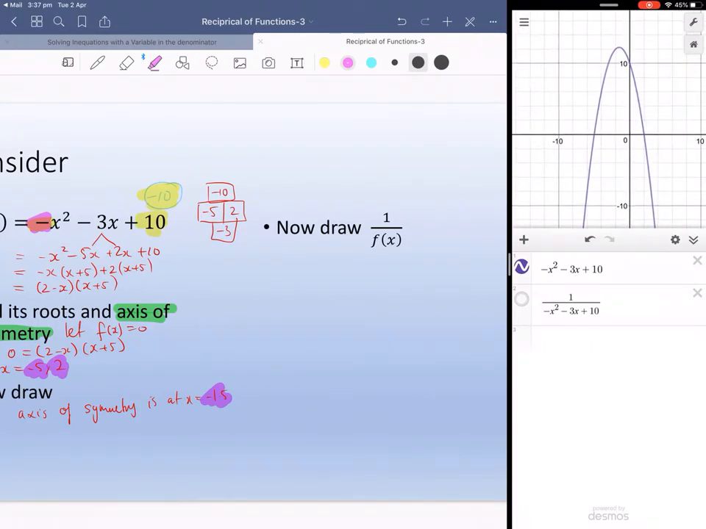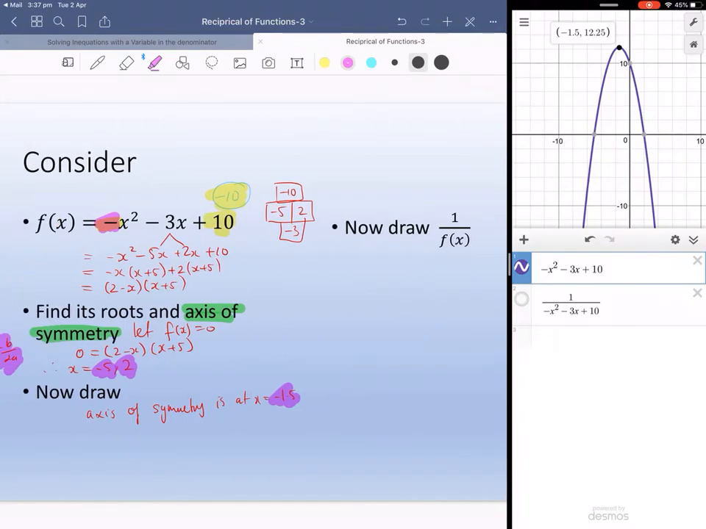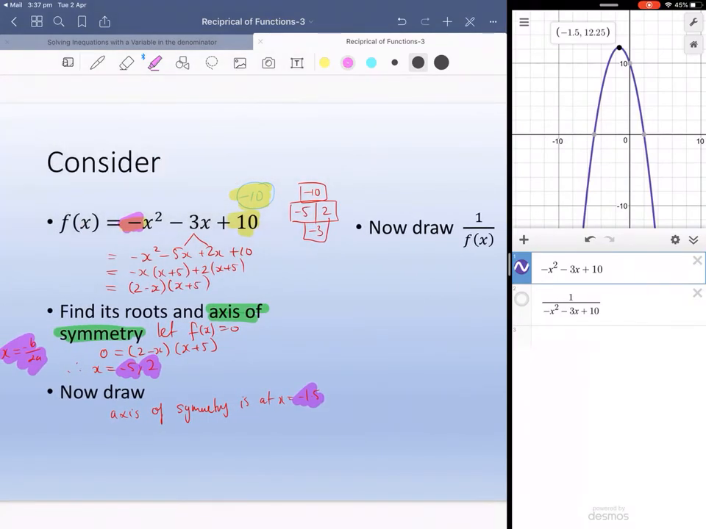We can see that here it has a maxima at minus 1.5, which is really good because that's what we wanted here. We know that the roots are 2 and negative 5, so that's really, really good. We can see that pop up. Now all this information is going to help us draw the next one.